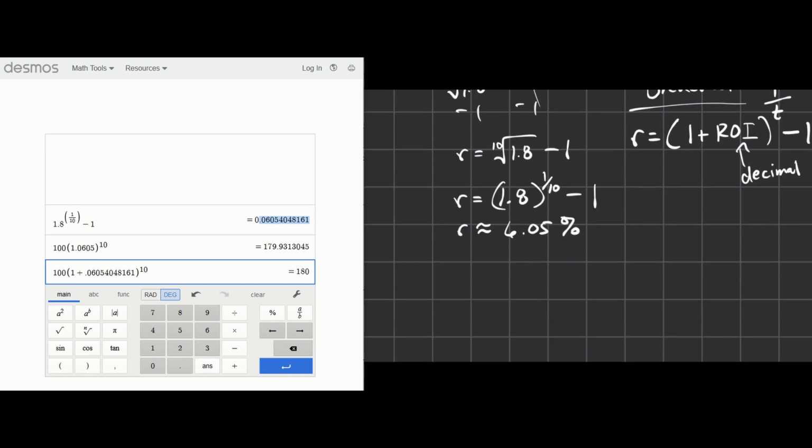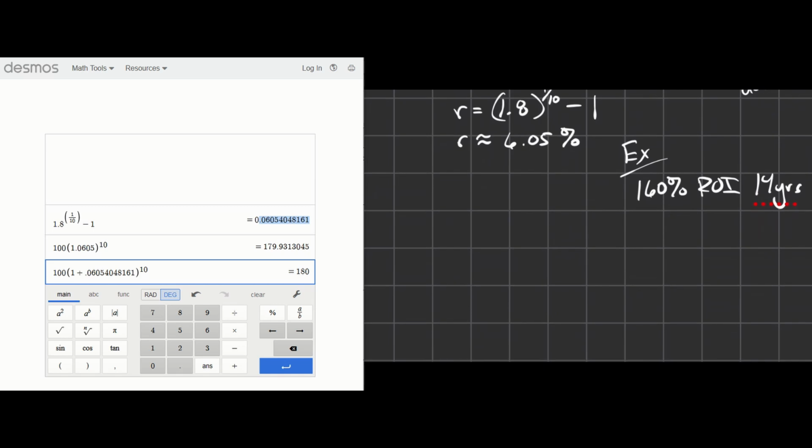All right, and a quick example would be, say that you had a 160% ROI over 14 years, and you wanted to know on average. Let me get that in here at the edge of my screen. All right, so 160% ROI over the course of 14 years, and you want to know what's the average return, or the annualized return. That is the return you would have to get every year in order to get 160% return over 14 years.